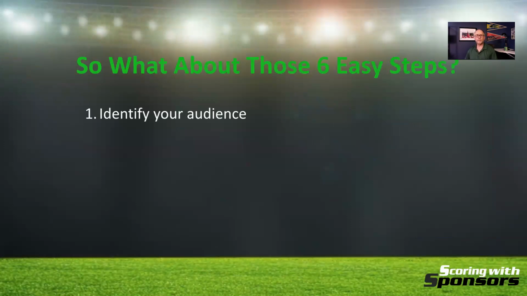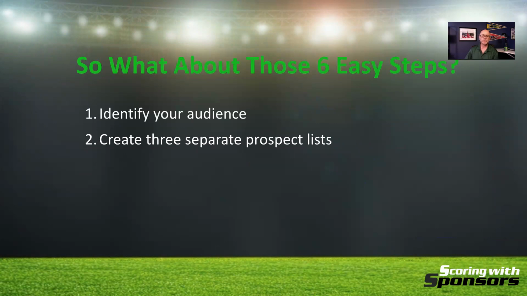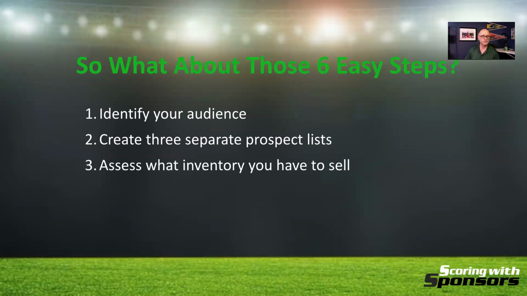So, what about those 6 easy steps? First of all, identify your audience. Second, create 3 separate prospect lists. I've always found this easy. If we can get in our own mind the difference between the 3 sets of prospects, that's usually very helpful.